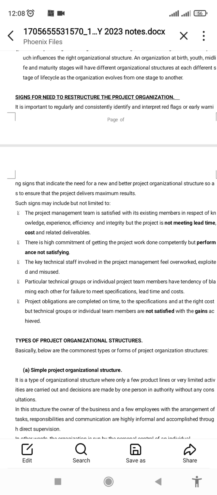Then thereafter, if the existing members meet all the requirements, for example experience, knowledge, efficiency, integrity, but the project is not meeting lead time, cost, and related deliverables. Let's say the team members that you are using have the knowledge, experience, and everything, but the project is not meeting lead time, cost, and related deliverables. Of course you will have to restructure the project organization.